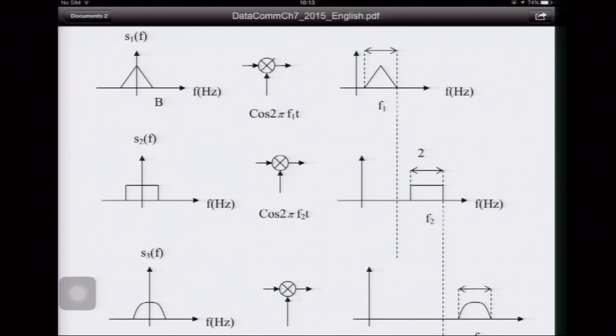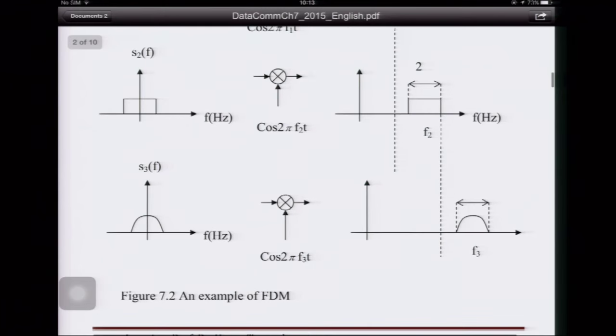Then the second signal, s2(t), has a spectrum like that, a square with constant amplitude. It's multiplied by cosine 2 pi F2 t, and it's moved to another frequency. You can see that it's centered at F2, and the bandwidth is in a different range from the first modulated signal. Then the last one is modulated by cosine 2 pi F3 t, and it's moved to center at F3.